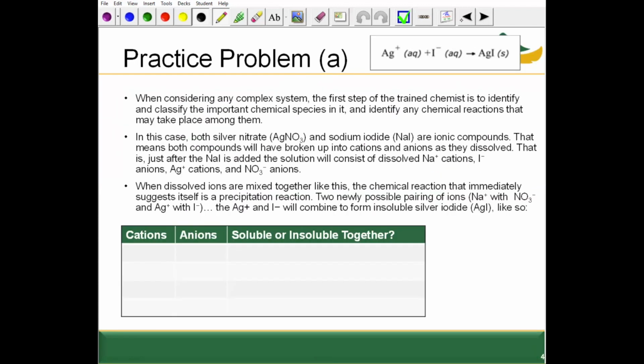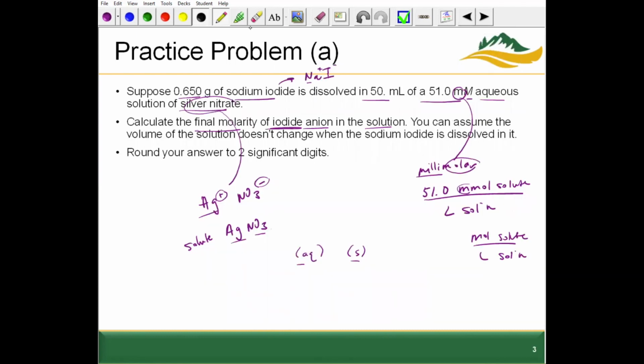Now with these style problems, we've made this sort of table before together. What we want to do is take all the species that are present in our solution. We're told we have sodium iodide, so Na+ and I−. We also have aqueous silver nitrate, so Ag+ and NO3−. Then, as mentioned, we're going to calculate the molarity of just the iodide anion.